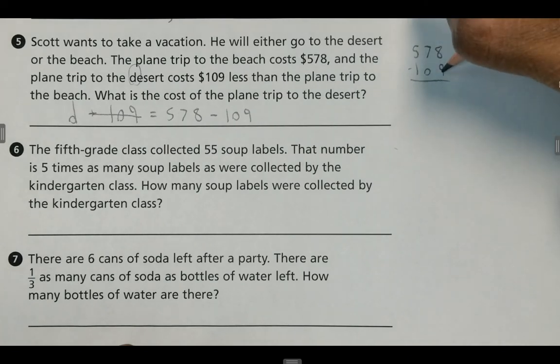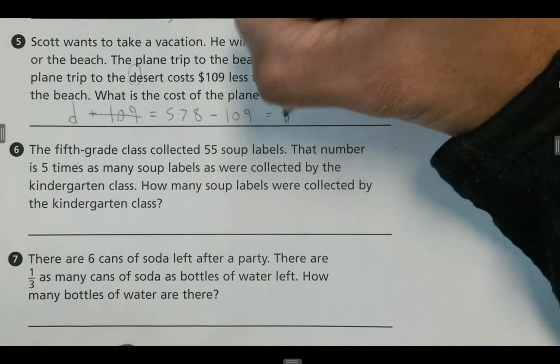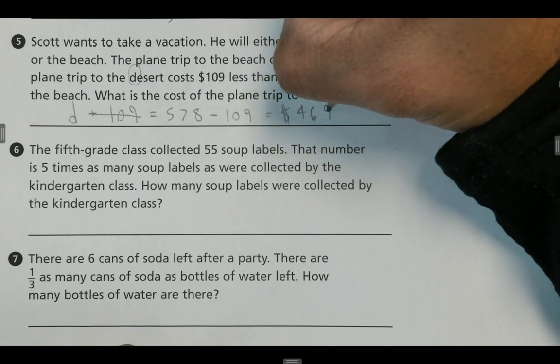578 minus 109, 8 has to borrow. And we get our answer of $469.